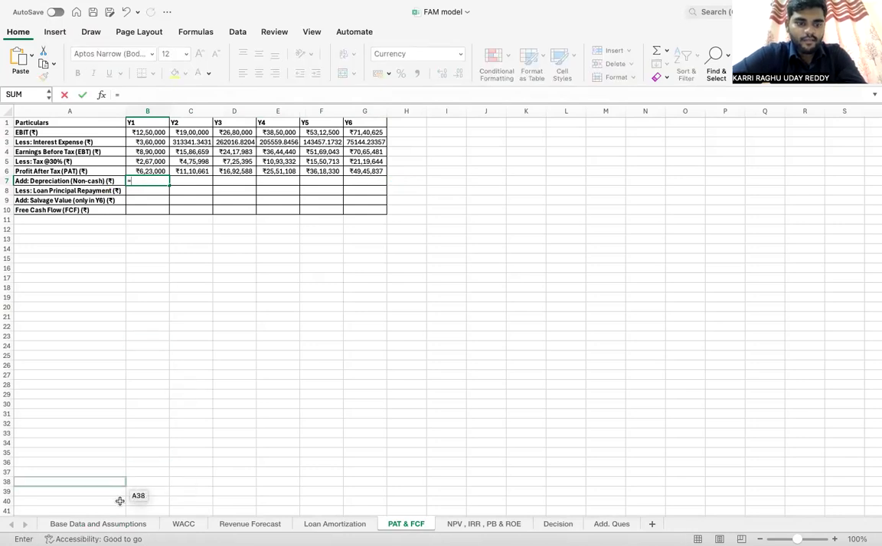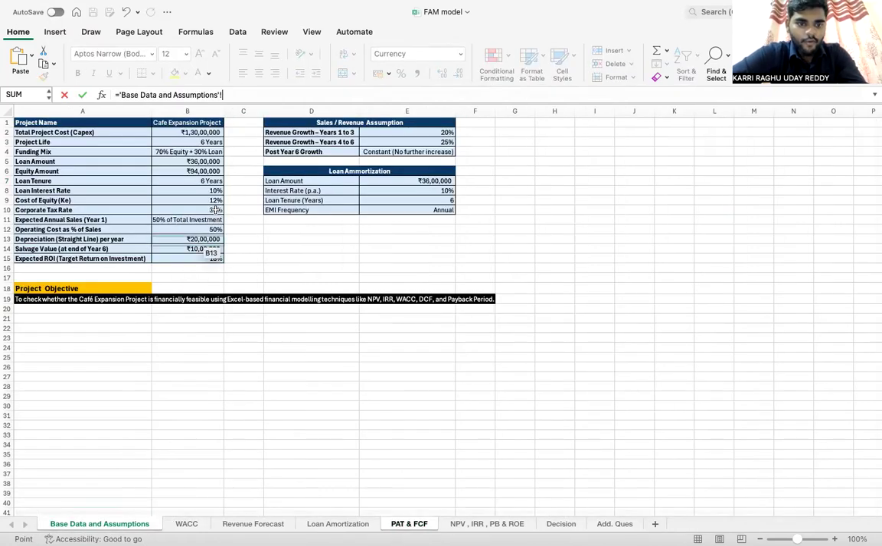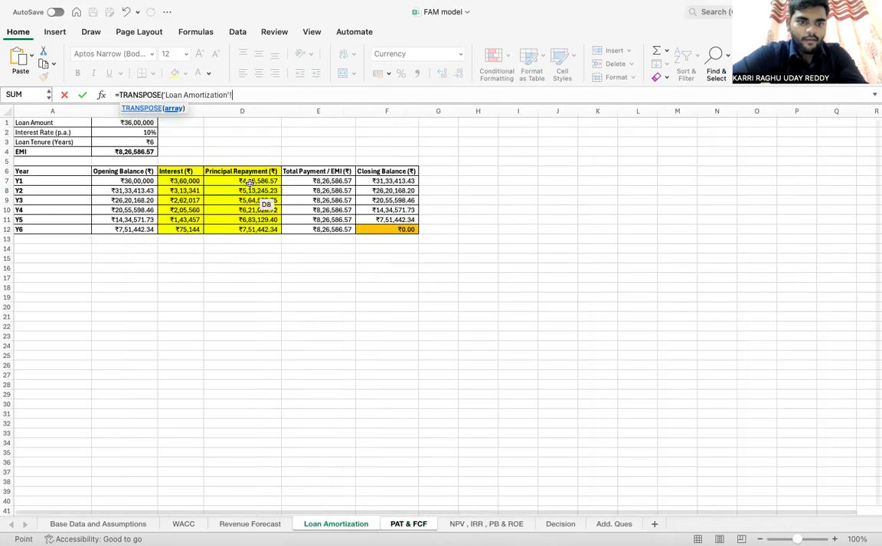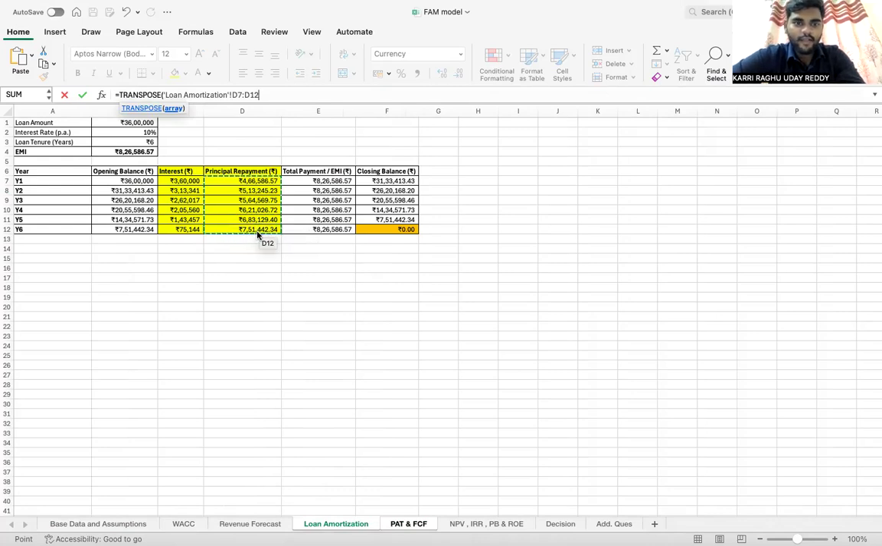Now depreciation, it is given 20 lakhs. We have to add back this value to get the free cash flow. Depreciation is 20 lakhs. Let me fix this cell because it is same for every year. Now I will drag it further. And loan repayment we already calculated in the loan amortization sheet. So let me take these values. Here too, these values are horizontal, so I'm using a function called transpose.